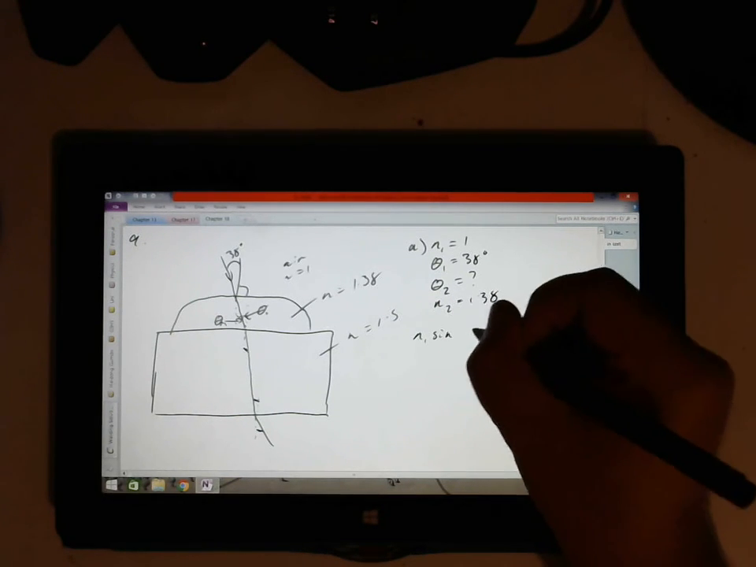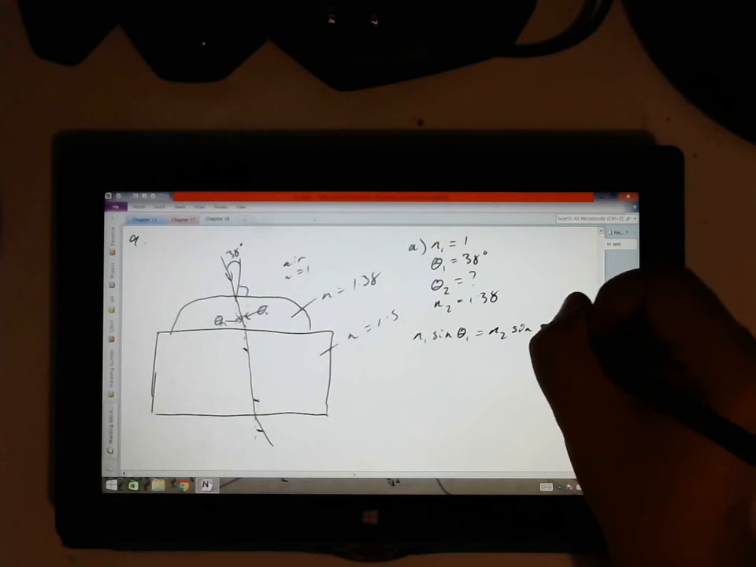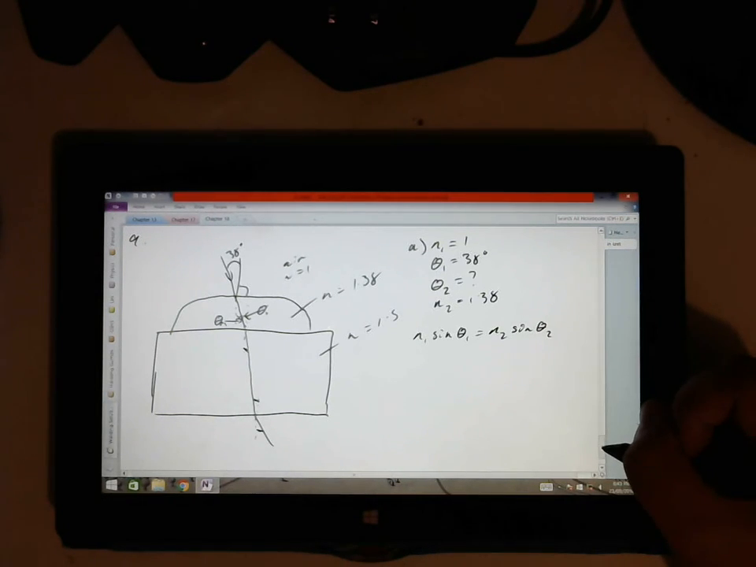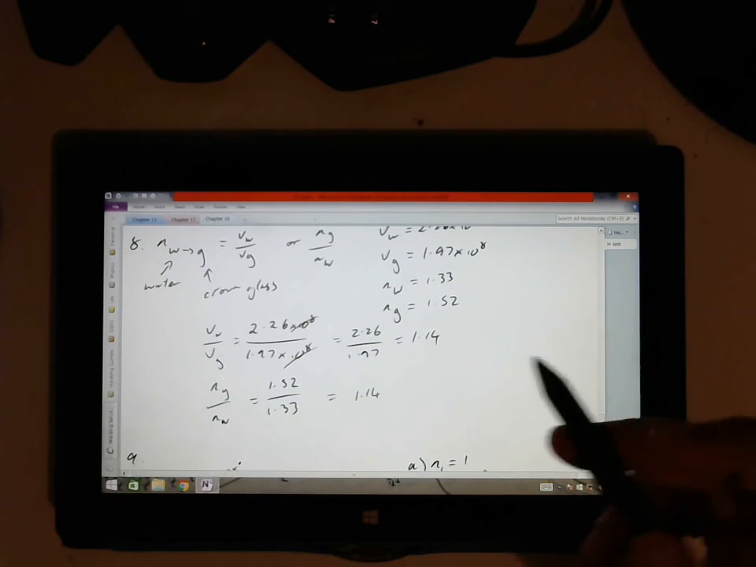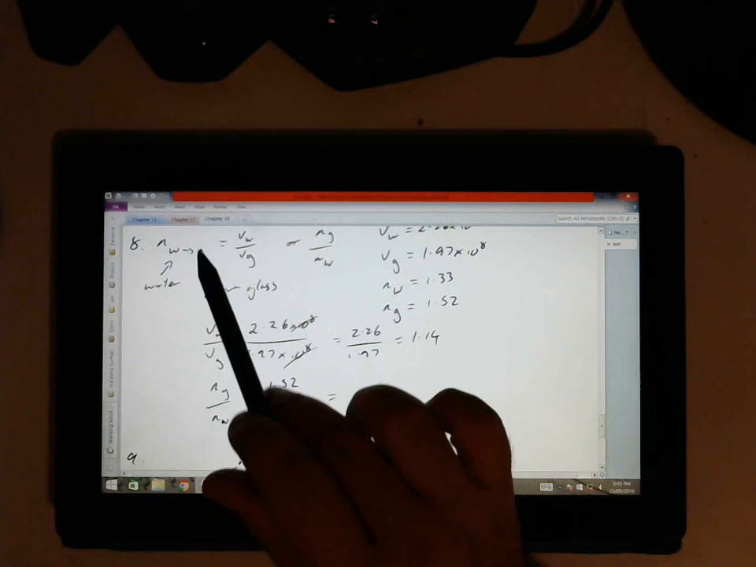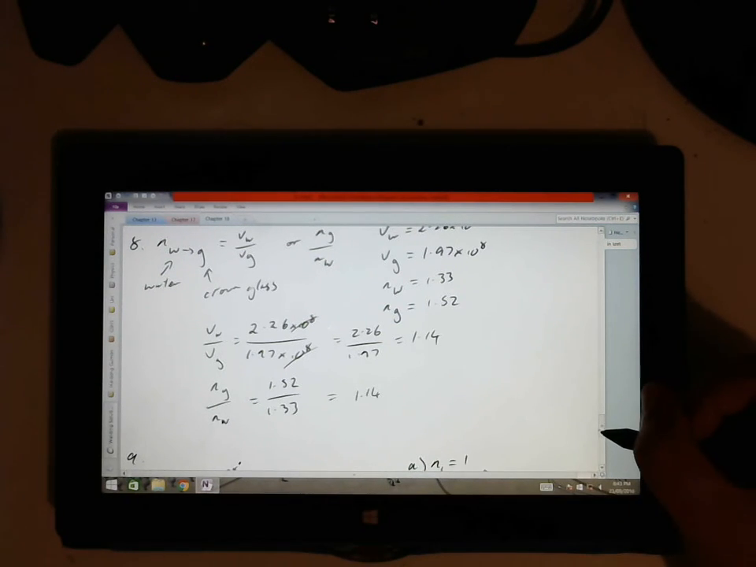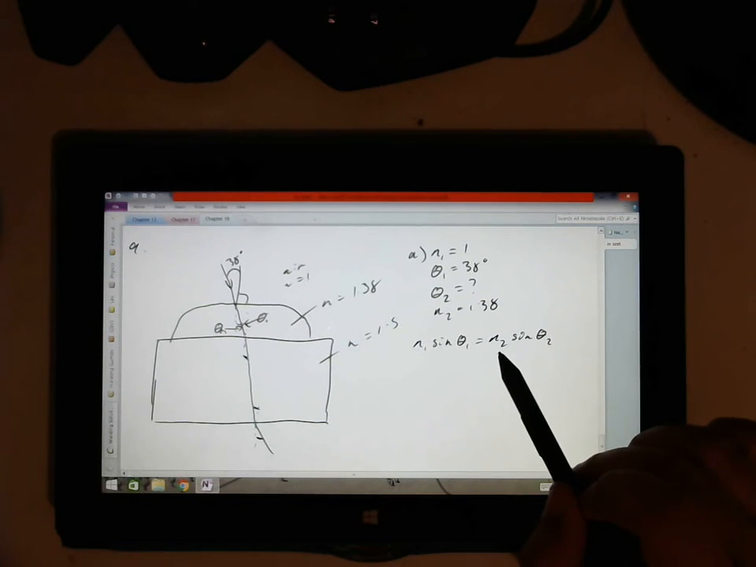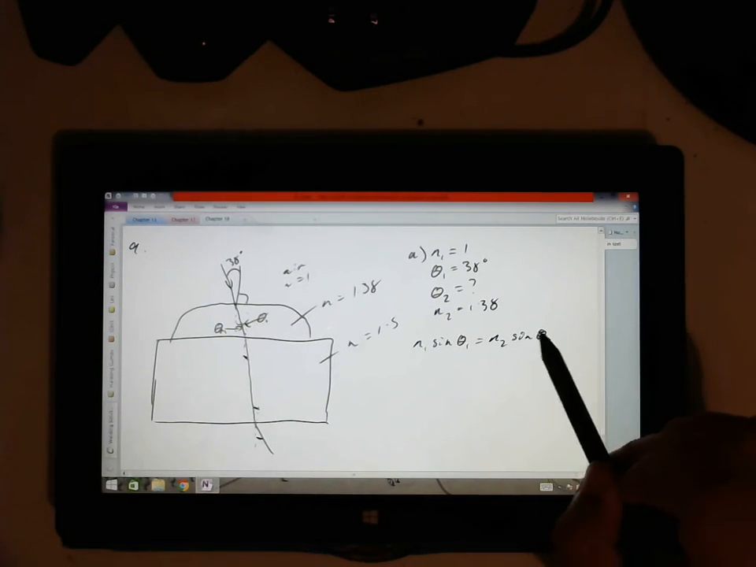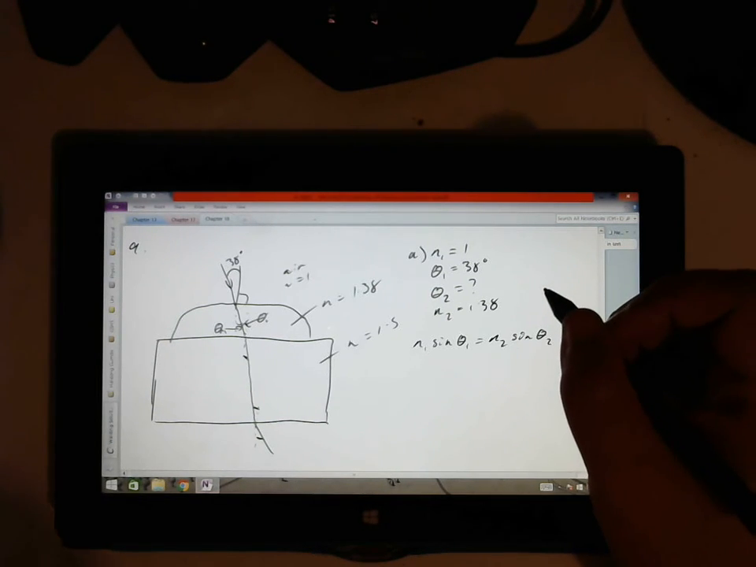n1 sine theta 1 equals n2 sine theta 2. Now let's go back up here for a second. We saw that the n of water into glass is just the n of glass divided by water. If we wanted the relative index between these, we would take this n1 and divide it over there, and then we would be able to apply that. But I don't really care to worry about that too much.